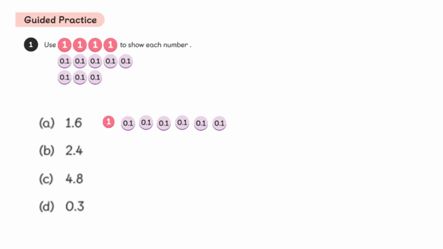Now for guided practice, this is your chance to have a go at doing some of these questions by yourself. So we can see up here that question 1 is telling us to use ones counters and tenths counters to show a number. Now have a look at question A. We've got 1.6. You can see here that I've done the first one for you, and you're going to have to draw 1 of the 1 whole counters and then 6 of the tenths counters to show the number 1.6.